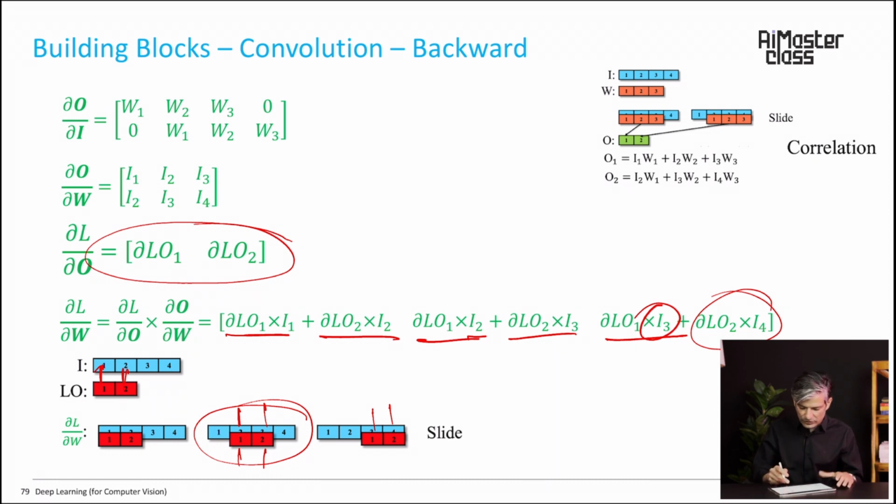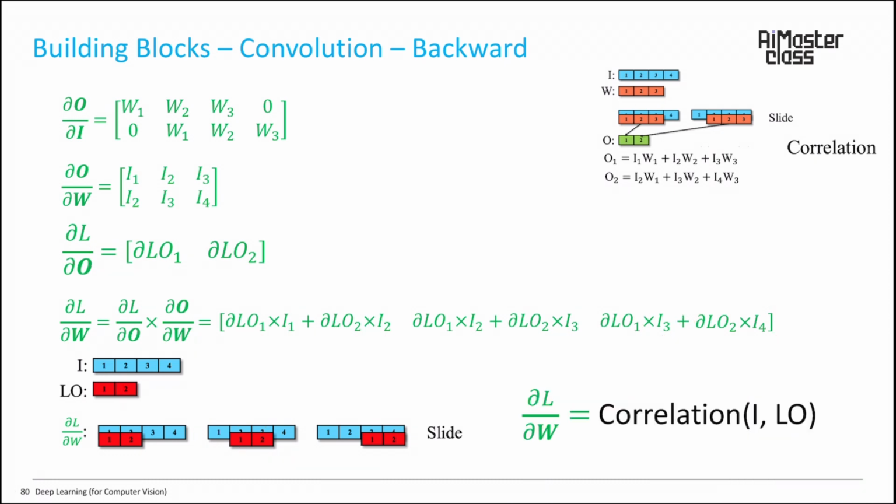And so then you can simply write this as a correlation. The derivative of loss with respect to weights is just this correlation of your inputs with the gradient of loss with respect to the output that is coming in from the next layer. So you just have to write the correlation function once, and you can then use it to also compute your backprop.